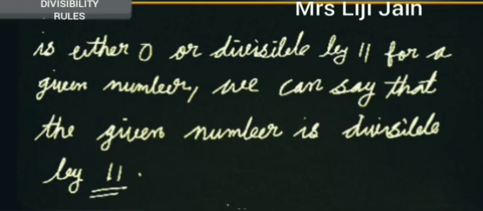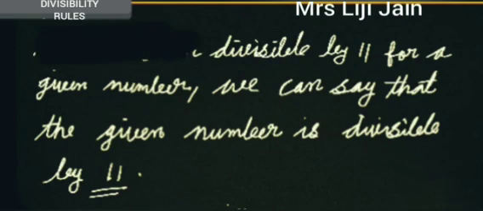So what is the rule? That if the sum of the digits on odd places minus sum of the digits on even places is divisible by 11 or 0, we can say that the given number is divisible by 11. So let's write some examples.